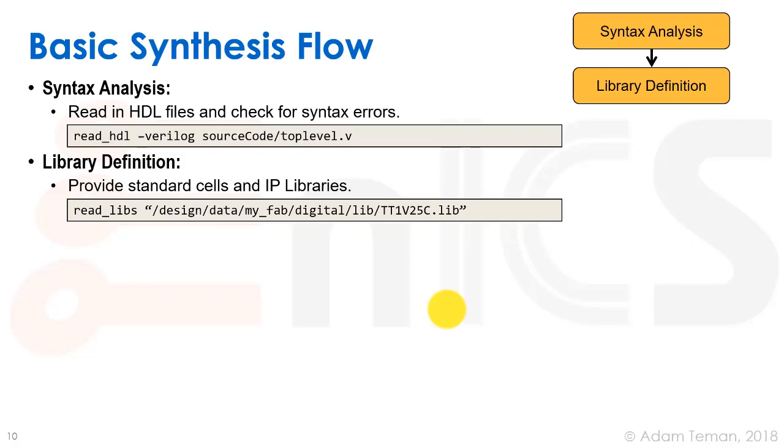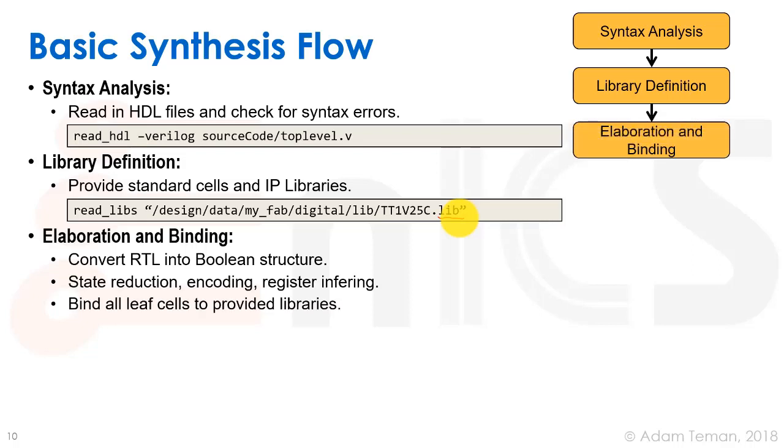So we do that with a type of command such as readlibs, which reads a file with a .lib extension, which we'll describe later as a Liberty file. But in general, it's telling the synthesis tool what our technology is, what our hard macros are, what our standard cells and IPs, etc. are.